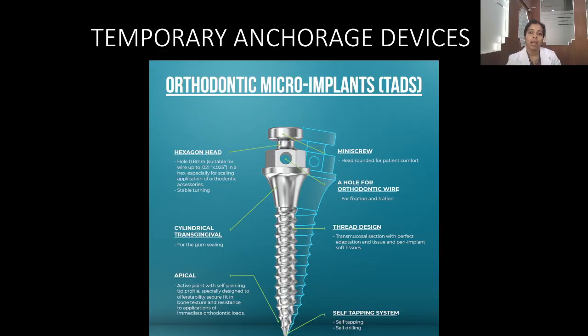Basically, they are orthodontic micro implants which are screwed into the bone and provide an anchorage similar to absolute anchorage. Basically, it is a mini screw with a head. Sometimes it may have a hole for orthodontic wire engagement, a transgingival region, and a screw region with a thread-like design tapering towards the apical region. The mini implants or mini screws can be of two types, self-tapping and self-drilling, and we require a screwdriver to put the screw into the bone.